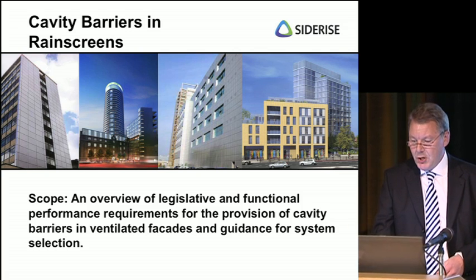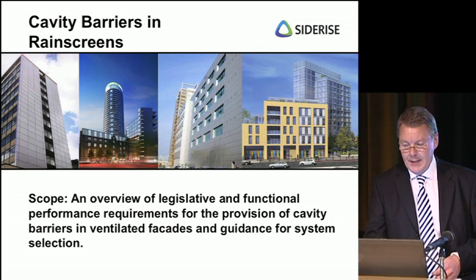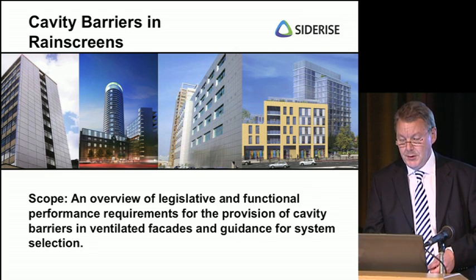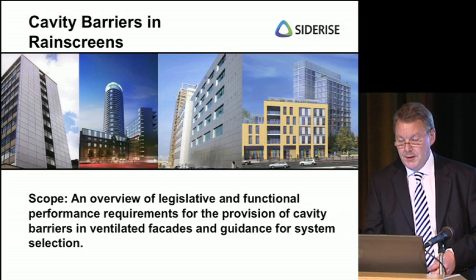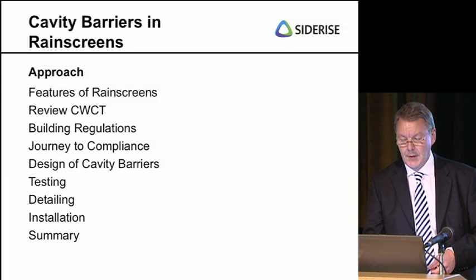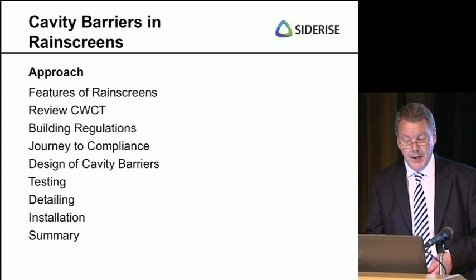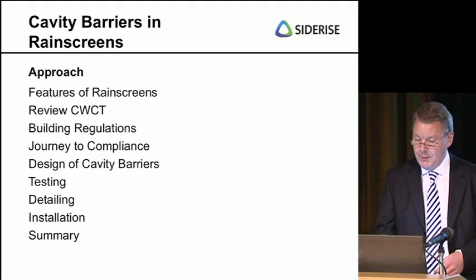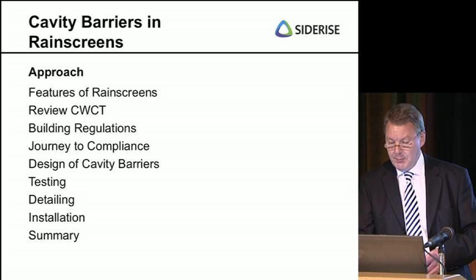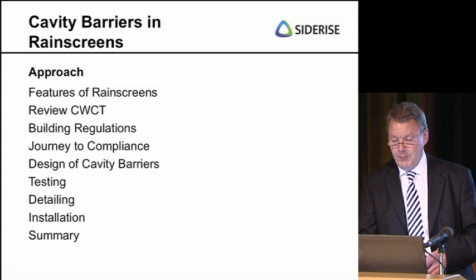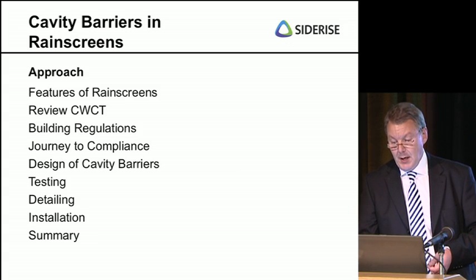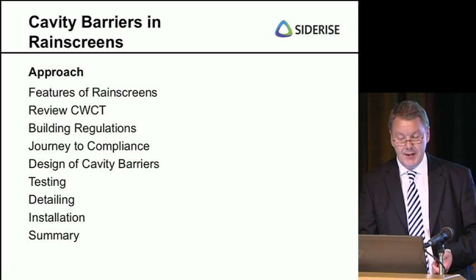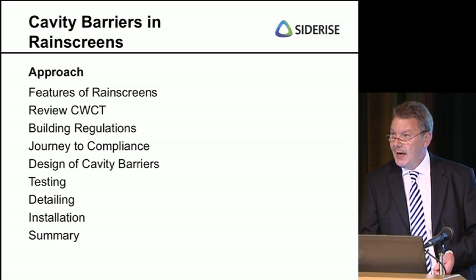The scope of the presentation is to provide an overview of the legislative and functional performance requirements for the provision of cavity barriers in ventilated facades and guidance for system selection. The approach will be to do this by a quick recap of the features of Rainscreen, a review of the CWCT performance standards, how that relates to building regulations in terms of functional requirements, our particular journey to compliance, an approach to the design of cavity barriers, their testing, key detailing, and installation.